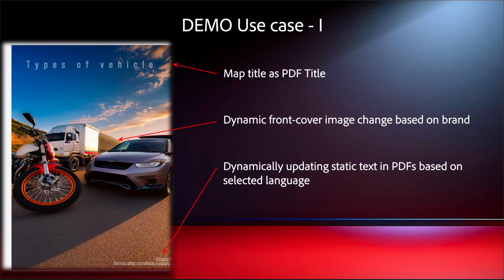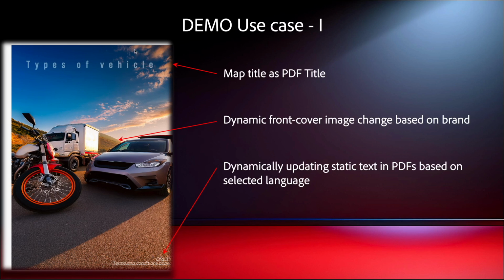The first use case is how I can change the front cover in a scalable manner. So for the first use case, I have a map titled Types of Vehicle. On the left side, I have taken a screenshot of the PDF. If you see, I have the types of vehicle title, which has a front cover image in the background. And at the bottom, I have some static text.